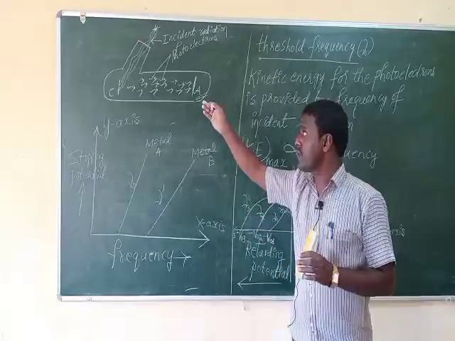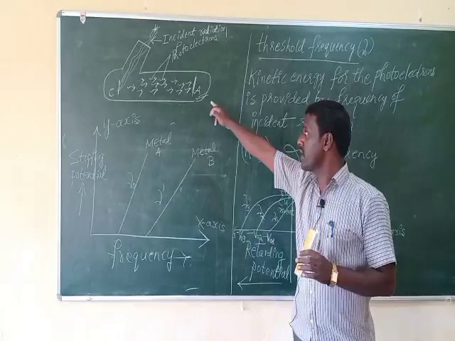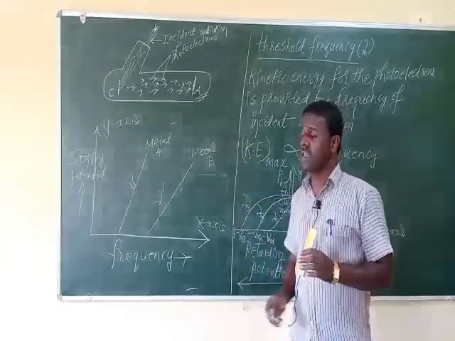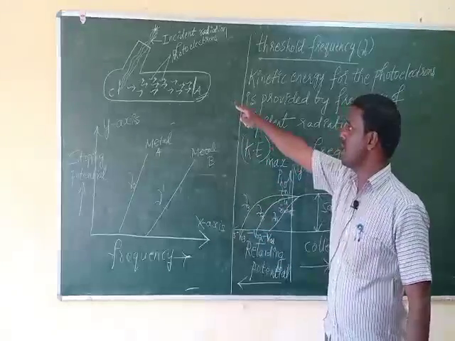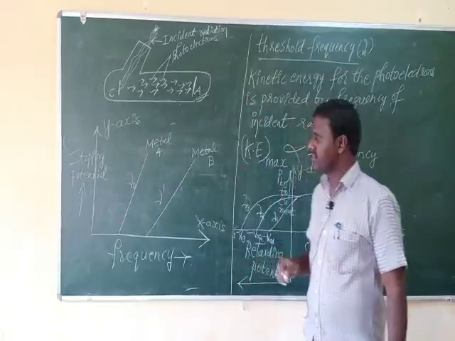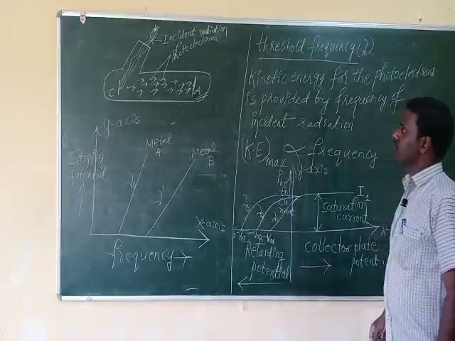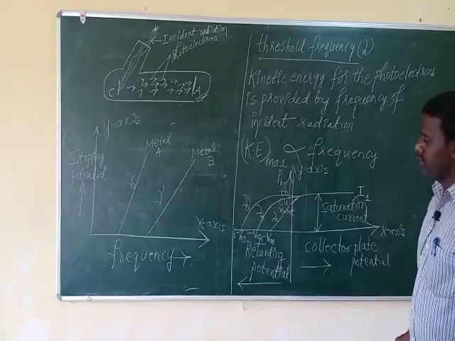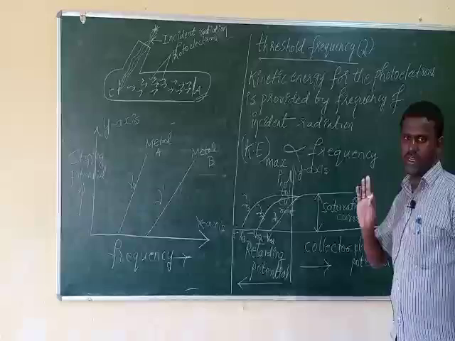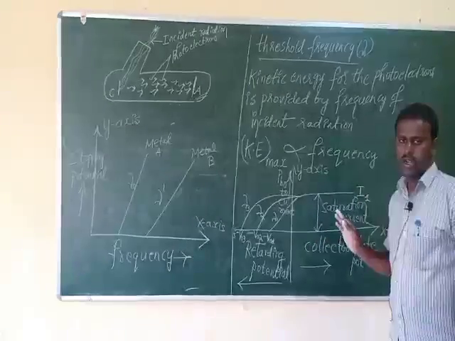If the frequency is maximum, here you should give maximum value of negative potential to plate A. If the frequency is minimum, a minimum value of negative potential to plate A is sufficient. This is about the effect of frequency of incident radiation on stopping potential. Directly, last point, directly proportional.